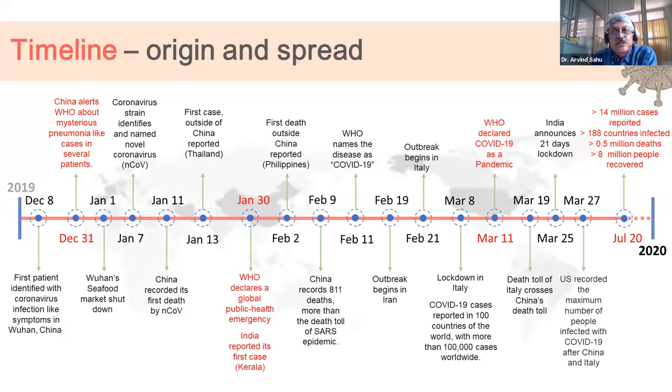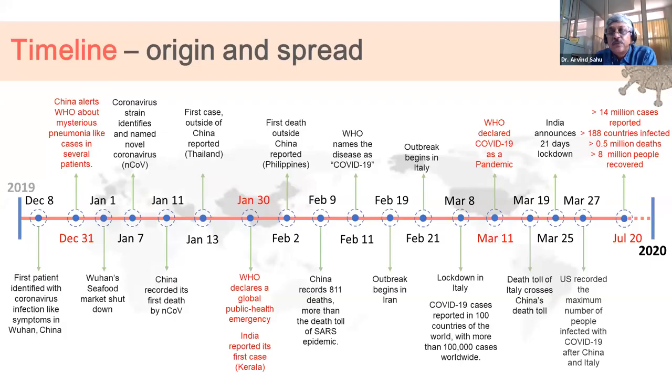After this was reported again and again, WHO immediately declared this a global public health emergency on January 30th, and that's when we in India also got the first case, in Kerala. Then it started moving into different countries, and more countries started reporting cases. It was reported in almost 100 countries with over 100,000 cases, and on March 11th, WHO declared this a pandemic, that it is global and everywhere.